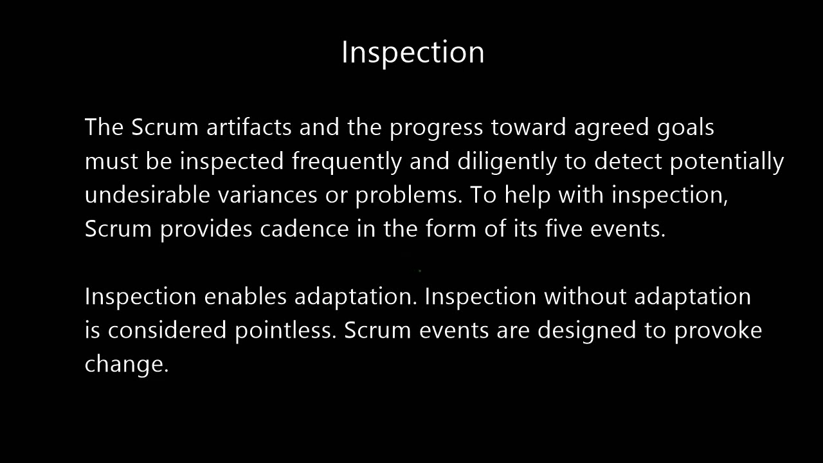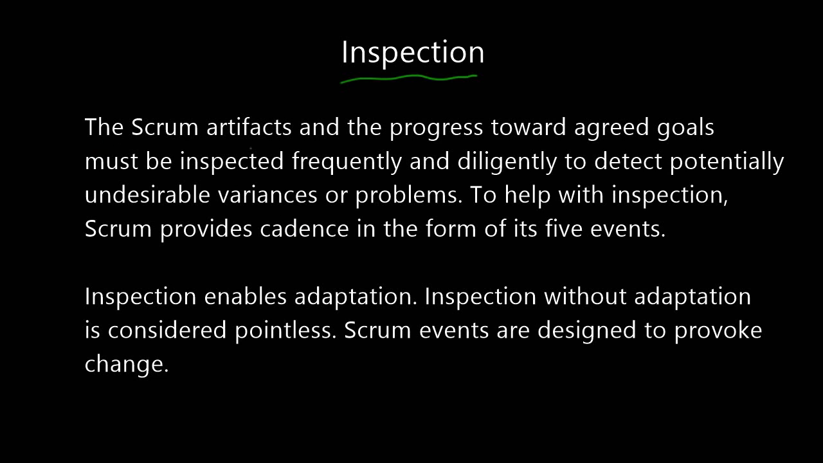Well, we are on to the next pillar of empiricism, inspection. Remember, we just talked about transparency, and if things are not transparent, then we are inspecting the wrong things and we're misleading ourselves and others, and we're not able to adapt correctly because we are inspecting the wrong things. So that is why transparency precedes inspection. Let's read about inspection and see what we can learn.